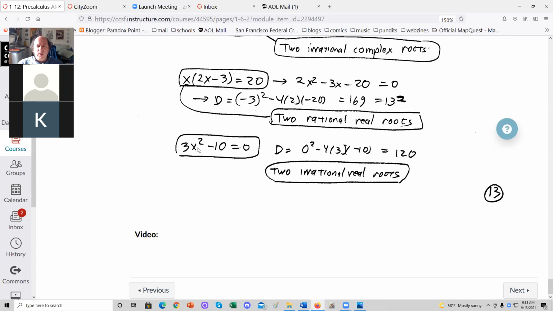Then here's 3x squared minus 10 equals 0. The discriminant is, well, b is 0, so that's 0 squared, minus 4 times 3, that's a, times negative 10, that's c. Comes out to 120, a positive number, so there'll be real roots, not a square of an integer, so it'll be two irrational real roots.